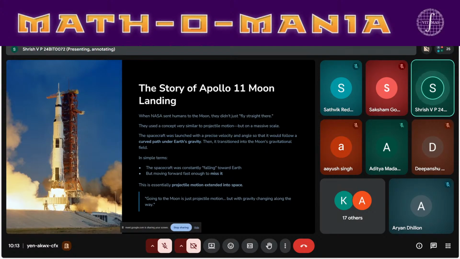Now, as the spacecraft moves farther away from the Earth, something interesting happens. The influence of Earth's gravity decreases, and the Moon's gravity starts influencing the projectile motion of the spacecraft. So now the motion is no longer governed by just one gravitational field; it is influenced by two bodies, Earth and Moon, which means the trajectory will no longer be a simple parabola, but becomes much more complex. But the idea remains the same. The spacecraft follows a curved path determined by gravity and its initial velocity. So, in simple terms, going to the Moon is just projectile motion, but with changing gravity.